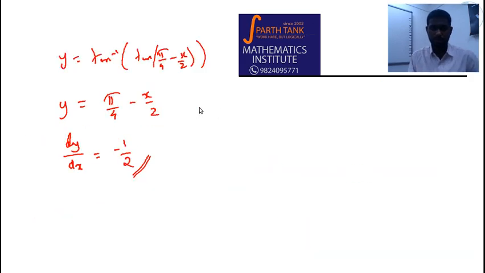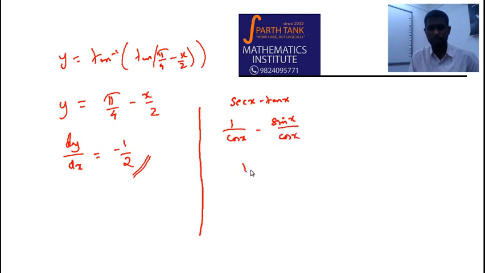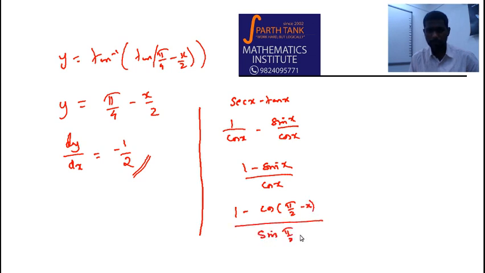Very simple. Just a little bit of simplification. Let me tell you another way of simplifying the same thing. That is the secant x minus tan x. We wrote it as 1 by cos x minus sin x by cos x, which was (1 minus sin x) by cos x. Now this can of course be written as (1 minus cos of (pi by 2 minus x)) by sin of (pi by 2 minus x).